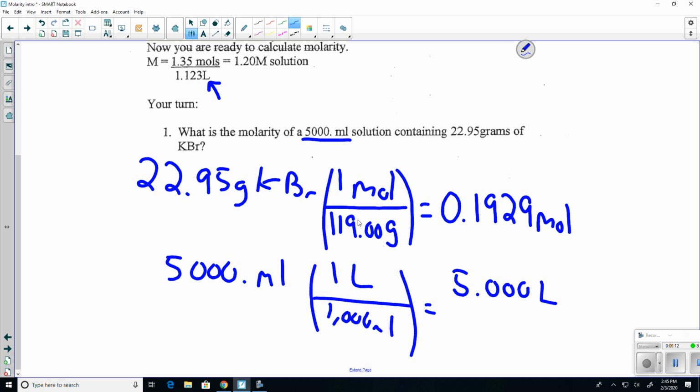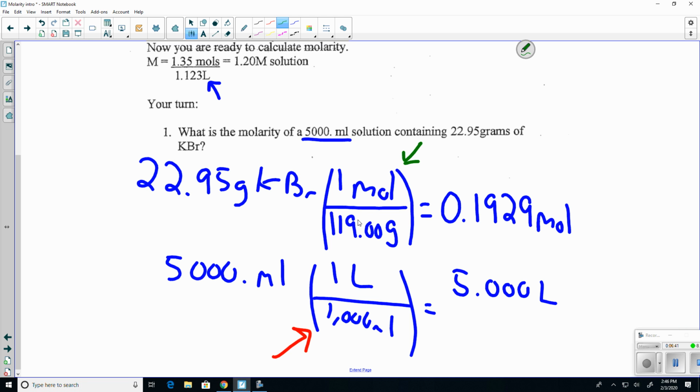Here's the good news, ladies and gentlemen. If you are someone who can do milliliters to liters in your head, metric conversion, we do not require that you show this conversion anymore. Again, if you can do metric in your head, you feel free to do so. However, you will still show your mole conversion.